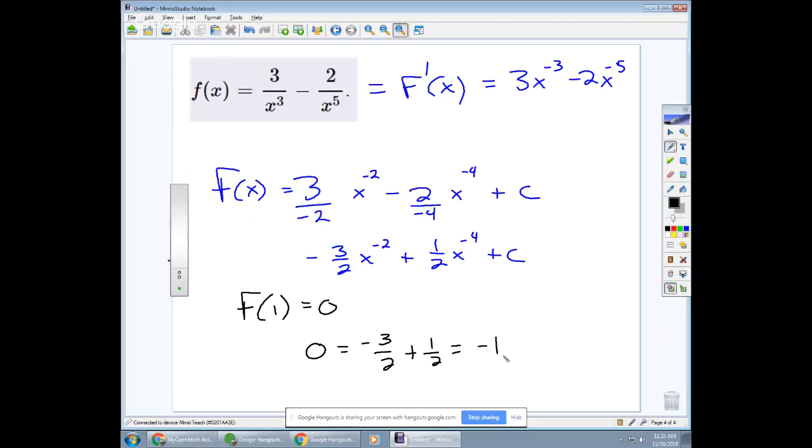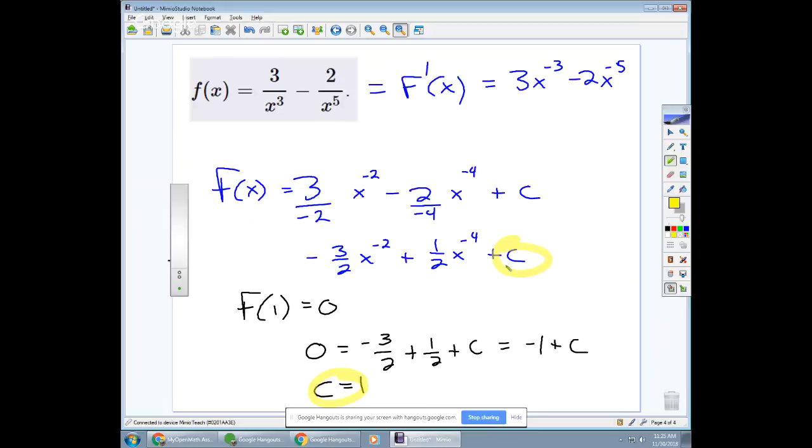Oh, wait, no, I forgot to write the plus C here. Plus C, this gives me negative 1 plus C. So the constant, solving for C, the constant's 1. So C equals 1. Yeah, sorry about that. So C is 1. And so that's what we would enter into the system. This with a C equal to 1.